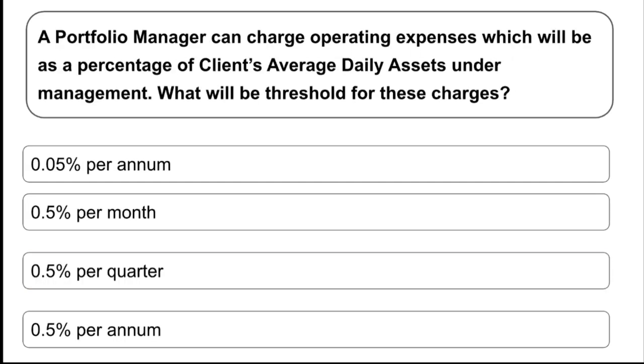Next, a portfolio manager can charge operating expenses as a percentage of the client's average daily assets under management. What will be the threshold of these charges? Options are: A, 0.05 percent per annum; B, 0.5 percent per month; C, 0.5 percent per quarter; D, 0.5 percent per annum. And the correct answer is 0.05 percent per annum.